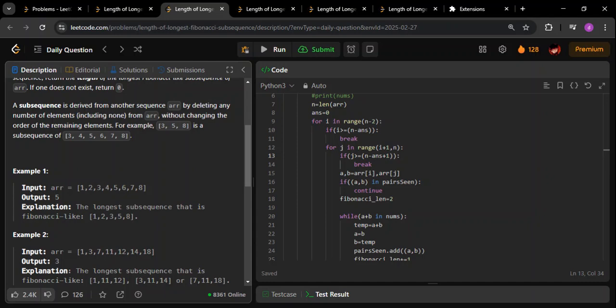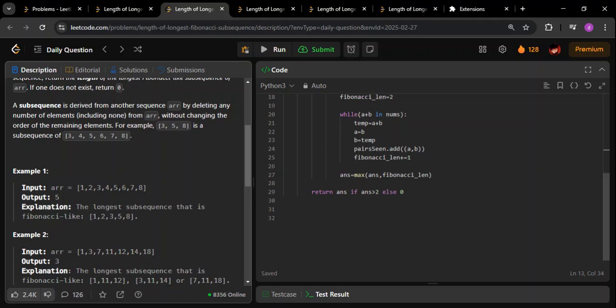As simple as that. Let's say there are two numbers. The first number can be chosen in n ways. The second number can be chosen in n minus 1 ways. So n into n minus 1 is going to be your answer, but again it is around O of n square. That's why I'm saying the space complexity is also O of n square.